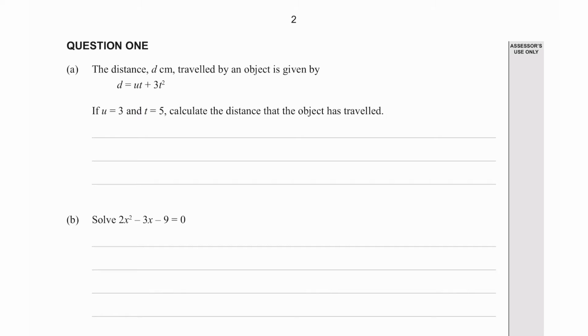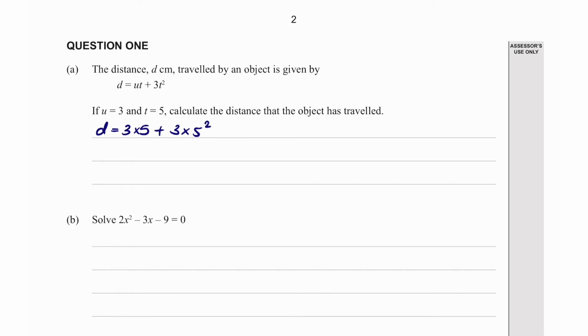So this is a pretty simple application of substitution. Essentially wherever I see a u in the given equation, I'm going to replace it with 3, and wherever I see a t in the equation, I'm going to replace it with 5. So d is equal to 3 multiplied by 5, added with 3 multiplied by t squared, so 3 times 5 squared.